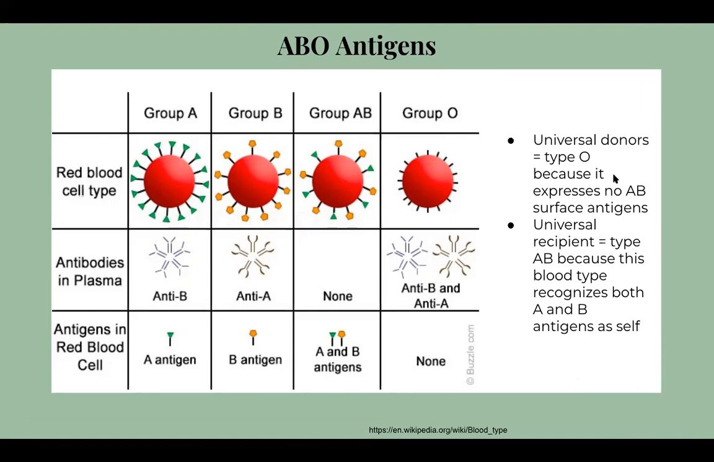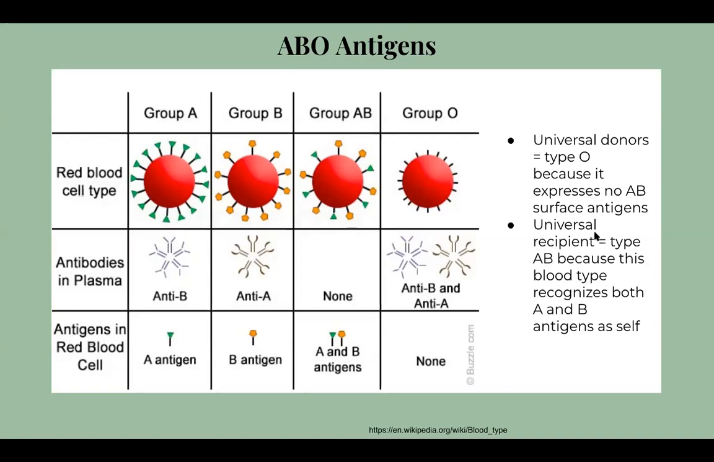So O positive has the Rh factor on its cell surface, so that's why you can't give it to a negative type blood, because negative type bloods have antibodies against positive Rh factor.